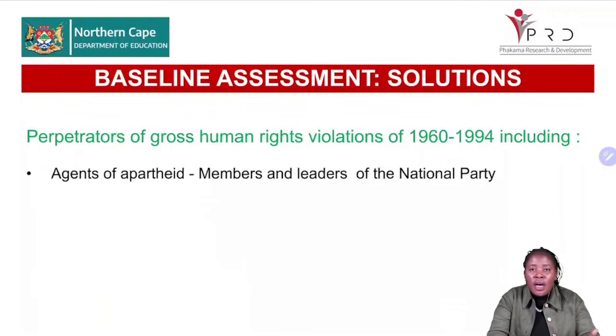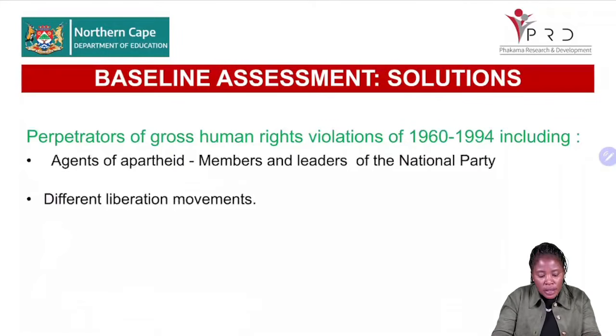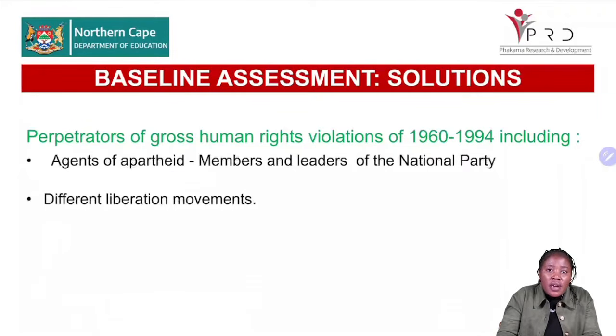But it should not end there. Remember, learners, when we talk about gross human rights violations, remember what I said? You should not only think of the agents of apartheid, you should not only think of members of the National Party as the only ones who committed crimes during apartheid. We also have liberation movements or liberation groups, the oppressed, those who were fighting against apartheid, those who were resisting apartheid. They also committed crimes. Therefore, they were also expected to appear before the TRC and apply for amnesty so that the process of reconciliation can take place. So the other answer that you can give here is different liberation movements, such as the ANC and the IFP, which were also expected to appear before the TRC and apply for amnesty.